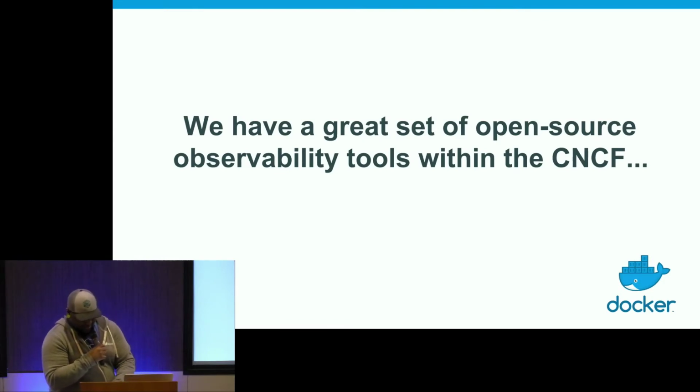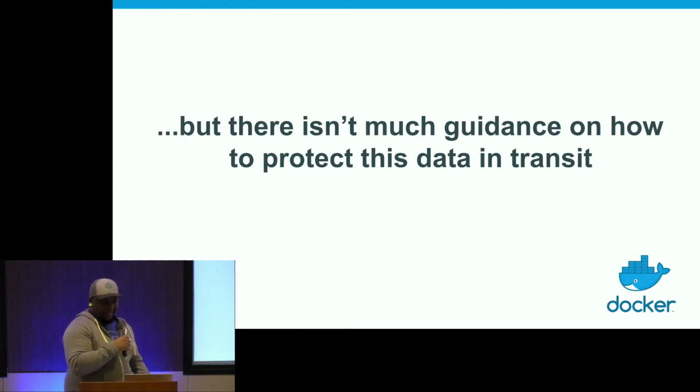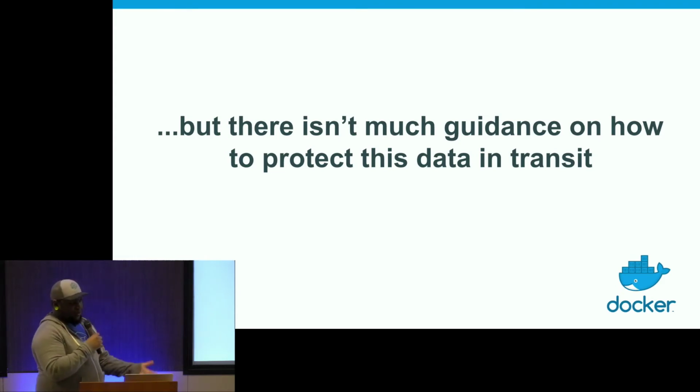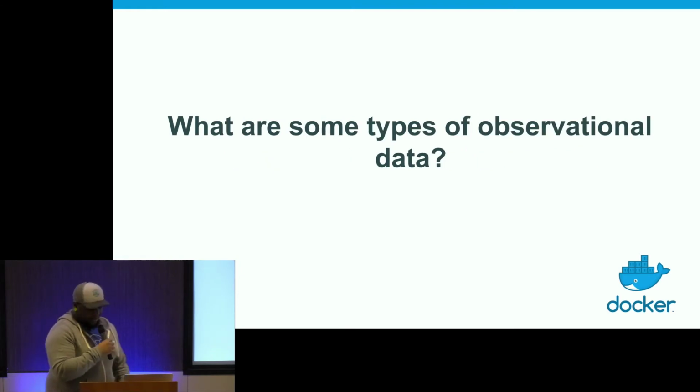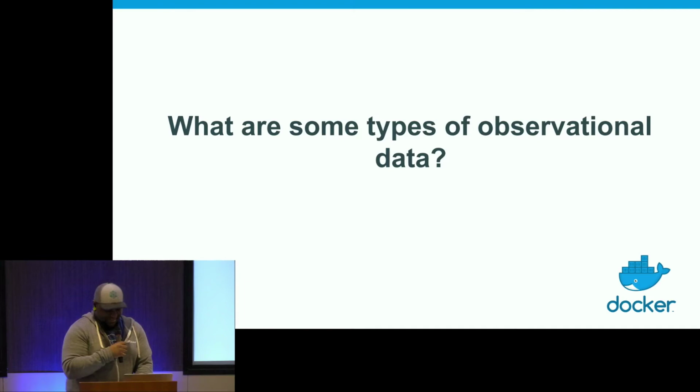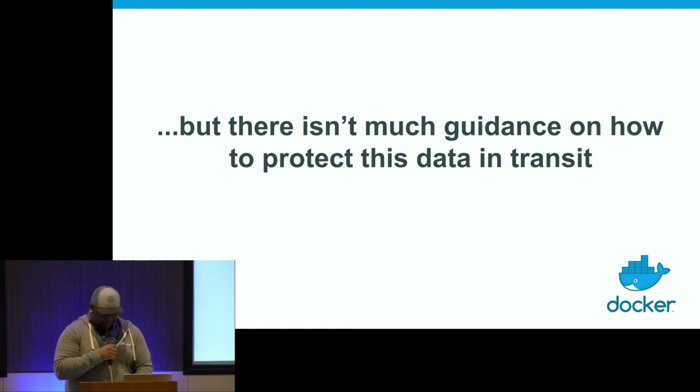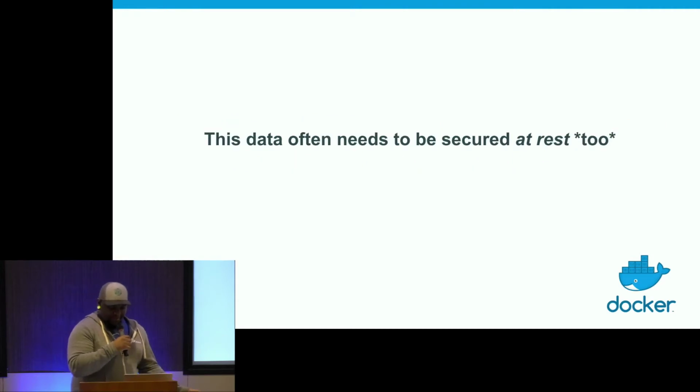So within CNCF, we have a lot of great open source observability tools: Prometheus, OpenTracing, FluentD. But there aren't a lot of guidelines on how to protect this data in transit. This assumes people even know how to protect this data in transit in the first place. So I'm going to go a little bit deeper into observational data types. Oh, yeah. Missed slide. This data often needs to be secured at rest too, but that's a different talk. The talk is primarily around transit.